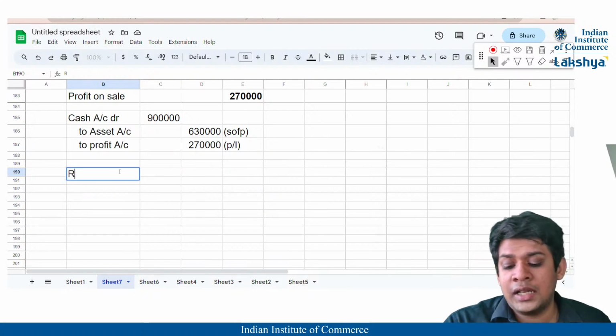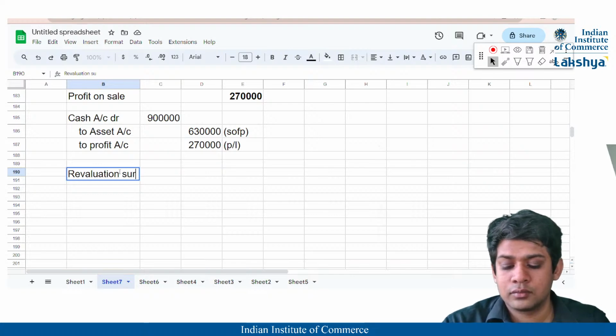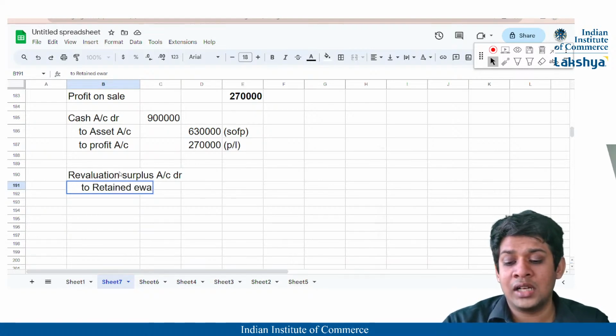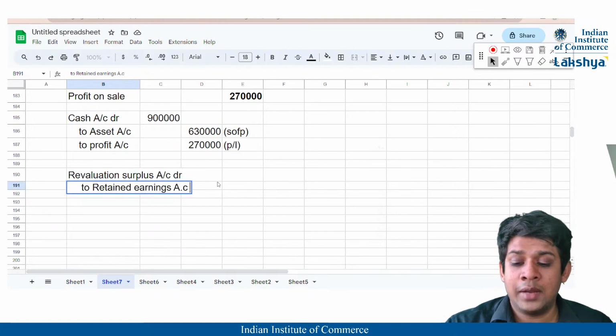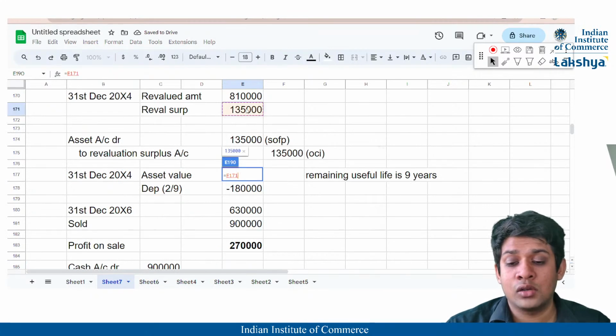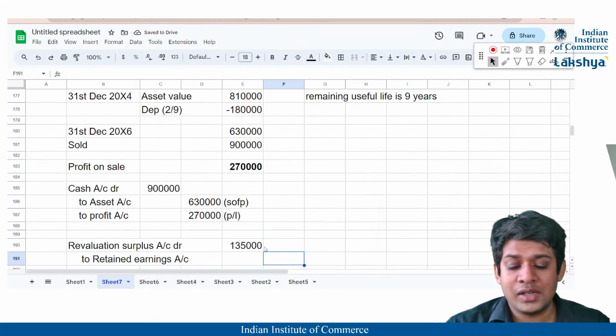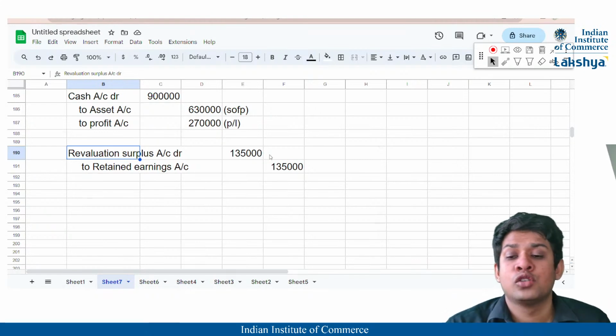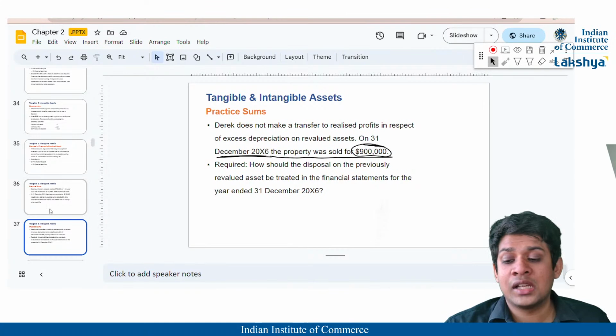So the journal entry that I will pass is revaluation surplus account debit to retained earnings. This is also my income. Now that income can be claimed. This is also my gain, so it can be claimed now. So it will be stated within the retained earnings. That is going to be 1,35,000. Now I sold the asset, so I have transferred this revaluation surplus to my retained earnings. So there will be nothing in OCI related to the asset that I now sold. Okay. So I hope this concept is clear to you all.